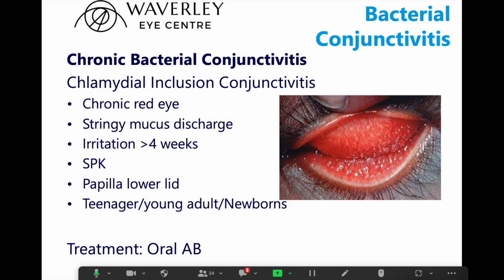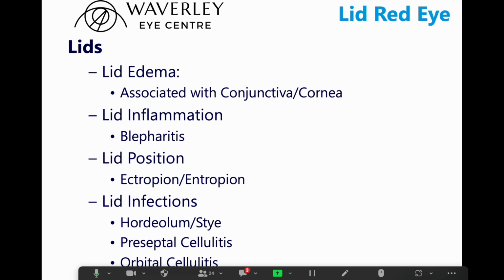One particular type: if you have a chronic, seemingly bacterial conjunctivitis with a mucousy, stringy discharge that's just not responding to topical treatments, going on for weeks, recurring, happening often, pull down the lower lid and you see papillae here. Think about chlamydia. It does happen, and they'll need oral antibiotics to deal with this. So if you get a chronic one, don't forget about these.